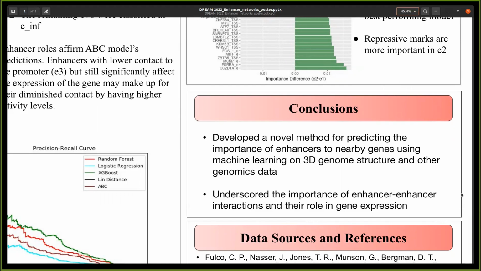In conclusion, we developed a novel method for predicting the importance of enhancers to nearby genes using machine learning on 3D genome structure and other genomics data. And we also underscored the importance of enhancer-enhancer interactions and their role in gene expression.